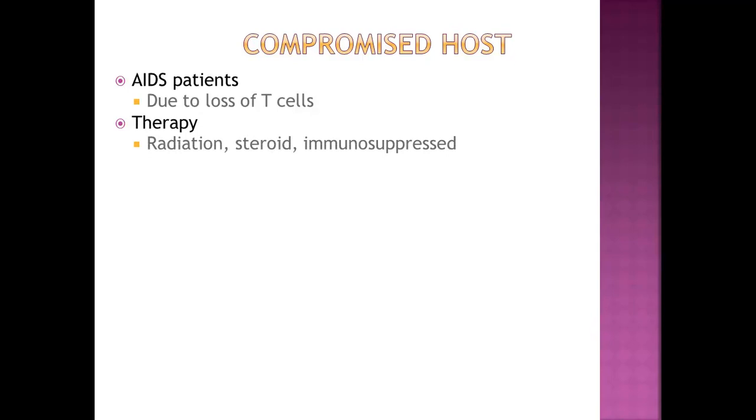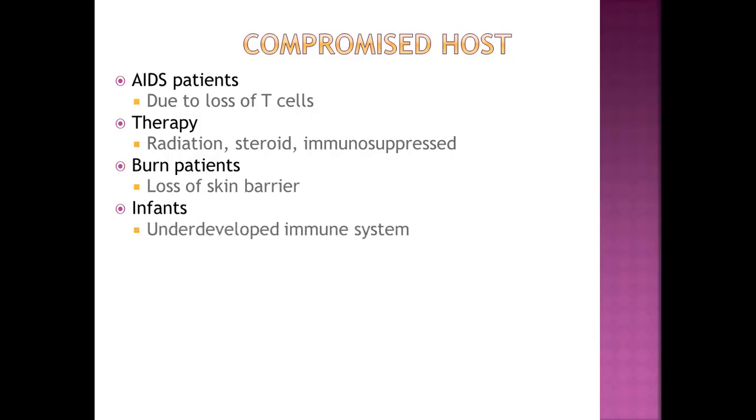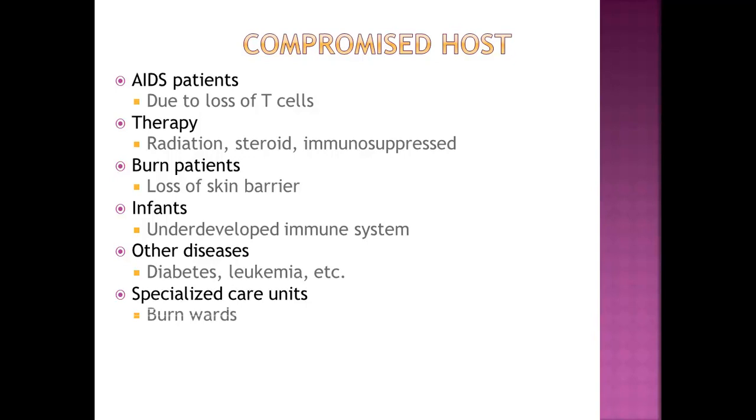Examples of compromised hosts: AIDS patients due to the loss of T cells, therapy, radiation, steroid, immunosuppressed, burn patients that have a loss of skin barrier, infants with underdeveloped immune system, other diseases such as diabetes, leukemia, etc. And of course, in specialized care units, burn wards, oncology units, oncology is cancer units, hemodialysis, people that are on dialysis, as well as intensive care.